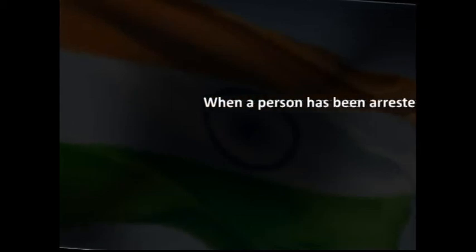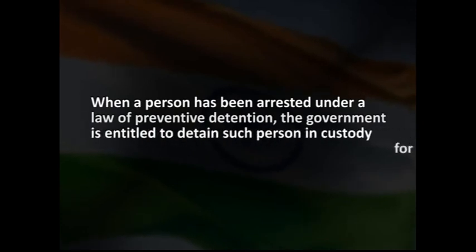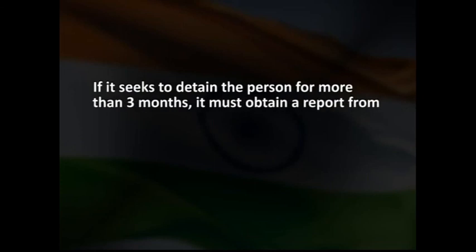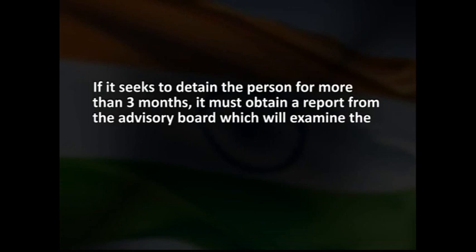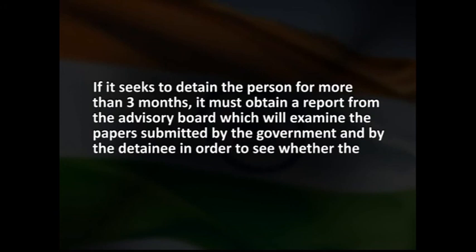These safeguards are, however, not available to an alien enemy, and in case of a person arrested and detained under a law providing for preventive detention. When a person has been arrested under a law of preventive detention, the government is entitled to detain such person in custody for 3 months. If it seeks to detain the person for more than 3 months, it must obtain a report from the advisory board, which will examine the papers submitted by the government and by the detainee in order to see whether the detention is justified or not.